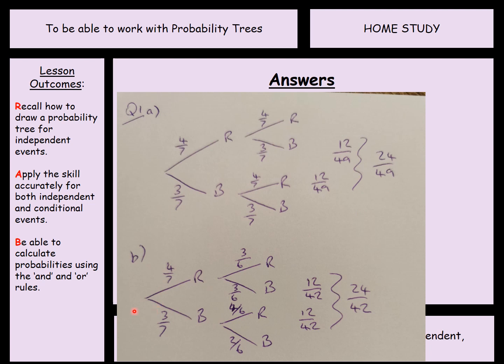Second time was without replacement. So red, notice how it goes down by 1 top and bottom. These two branches add up to 1. Blue goes down by 1 top and bottom, and these two branches have to add up to 1. Again, red and blue in any order, 12/42, 12/42, and adding them together gets us 24/42. If you've cancelled it down, fine, but you don't need to.